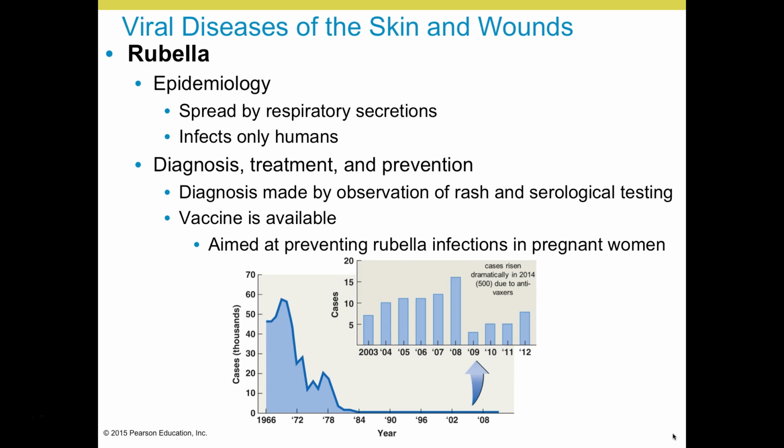Rubella is spread by respiratory secretions. It happens only in humans. Diagnosis is simple: look at the rash, and then we do a serological test. There are vaccines available. However, for some reason, there was a high rate of cases in 2008, and you will know why very soon. It happened again in 2014.